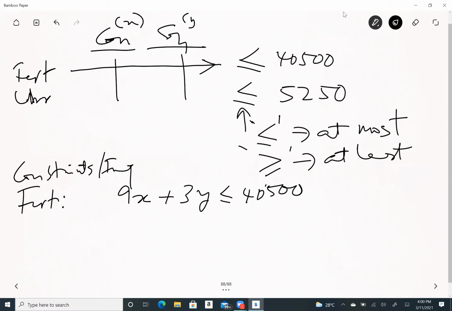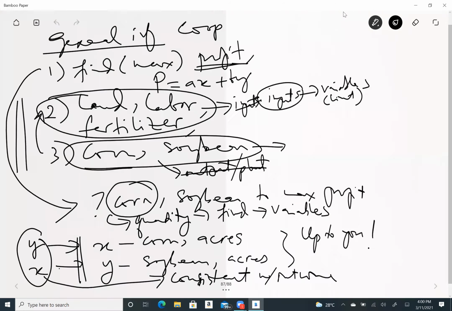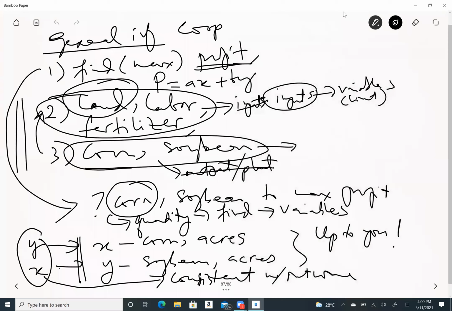Now you have the second one, that's the labor. So what do we have? You have 3 over 4 x plus y less or equal to 5250. So that is our number 1, that is number 2. Now, if you look at the solution there is another one, which is land, which we mentioned earlier. There is land here.